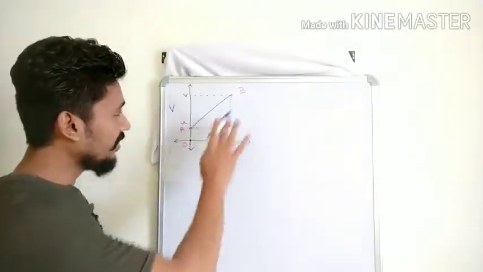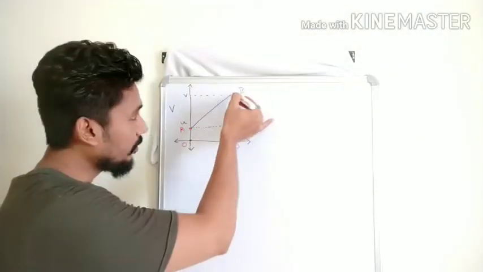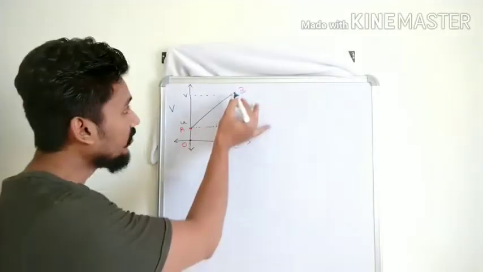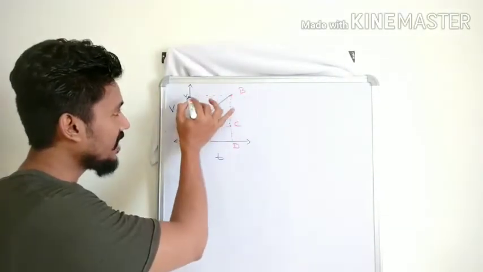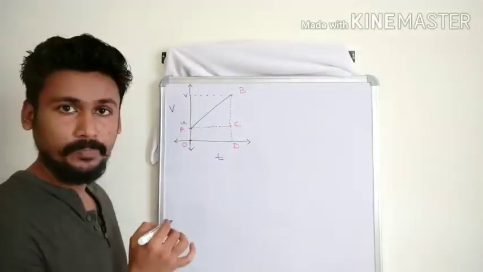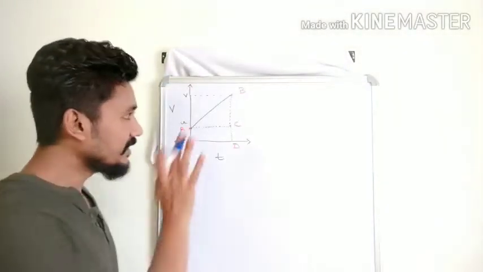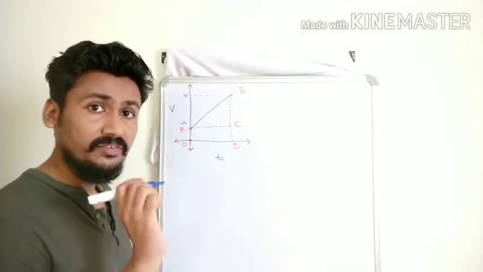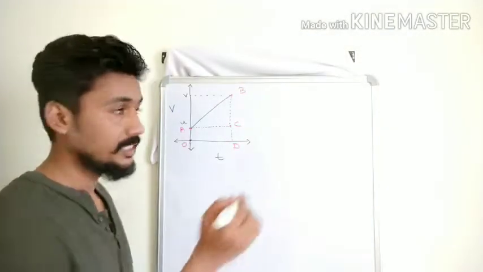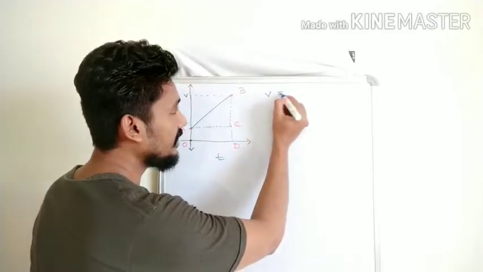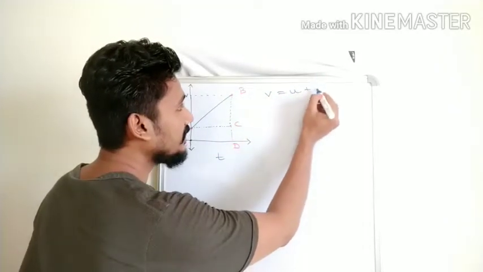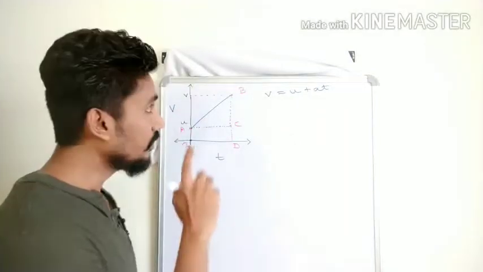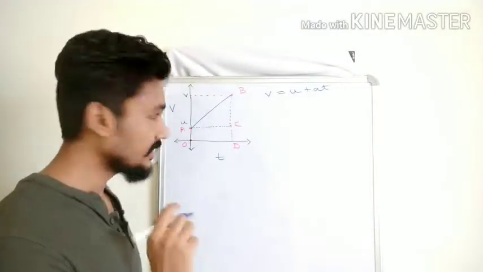Then what we have done, we have drawn some perpendiculars. From B we made a perpendicular on the x-axis which meets at D. From B we made a perpendicular on the y-axis which meets over here. Fine. So this is our situation. Now we want to derive the velocity time relation, that is V is equal to U plus AT. This is the relation we want to derive right now. Okay. So let us begin.